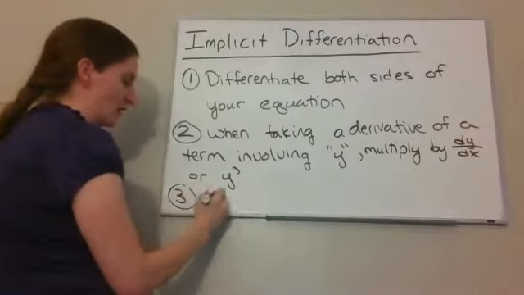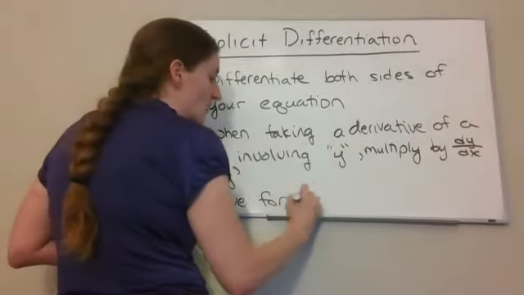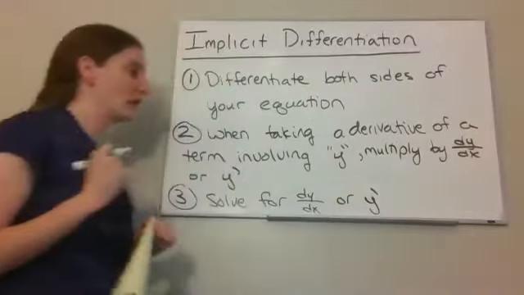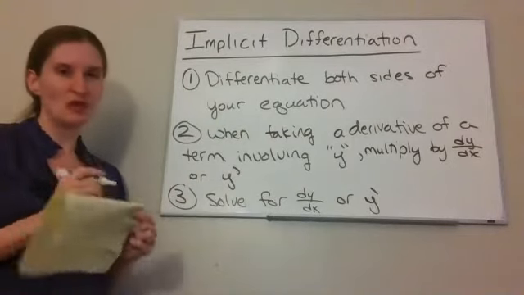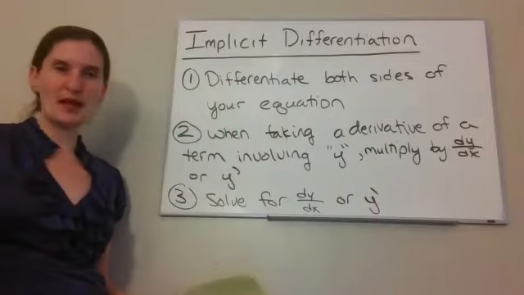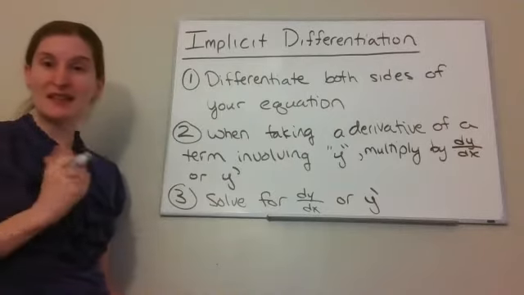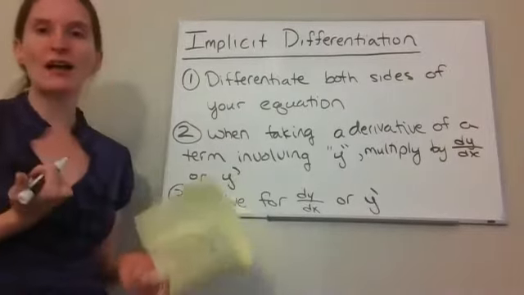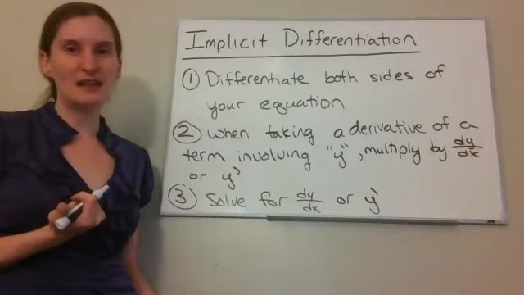And then step 3 is to solve for dy dx or y prime by isolating it on one side of the equation. So the important step really is step number 2. Why are we multiplying by dy dx or y prime when we take a derivative of a y term? This is actually the chain rule that we just learned about. y is a function of x. We just don't know what y is.